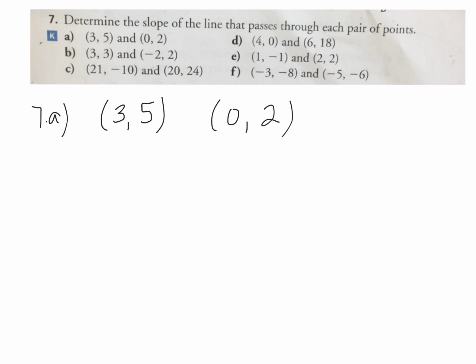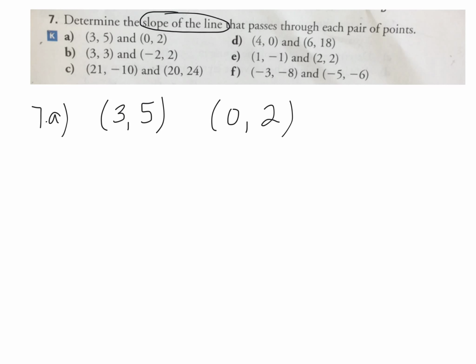Okay, so we're finding the slope of the line that passes through each of these points. So we're given two coordinates. For A, we're given the coordinate 3, 5, and the coordinate 0, 2. So what am I going to do? What is the first thing I should do?